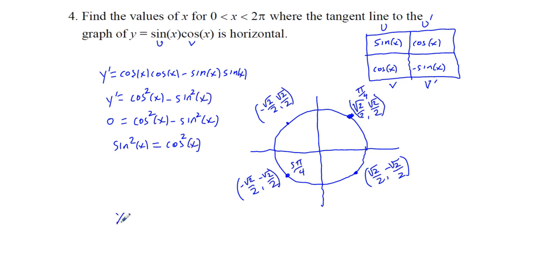So we would say x equals pi over 4, 3 pi over 4, 5 pi over 4, and in quadrant 4, 7 pi over 4. So those will be our answers to problem 4.